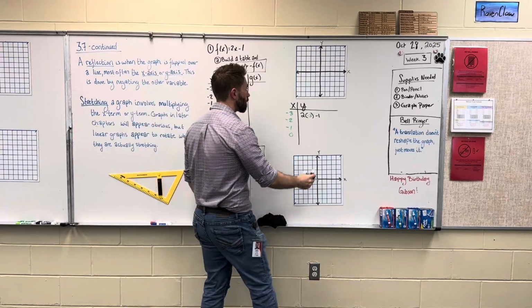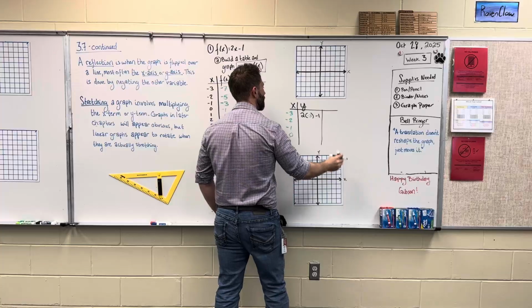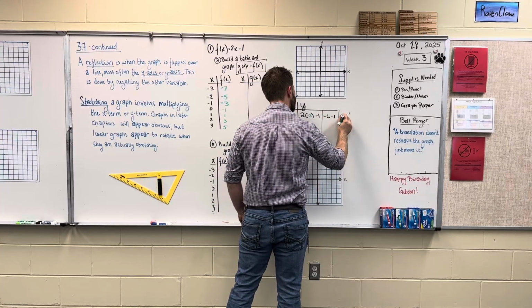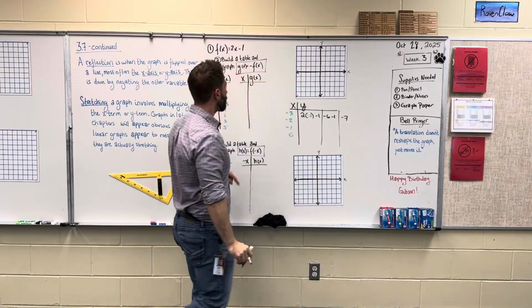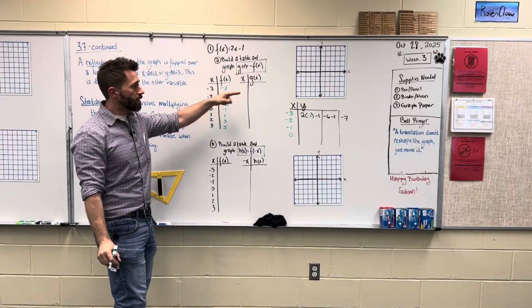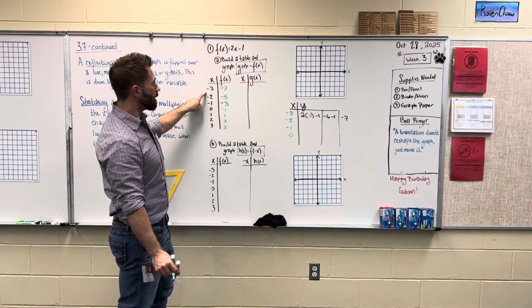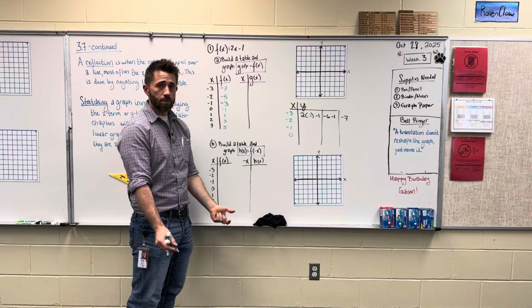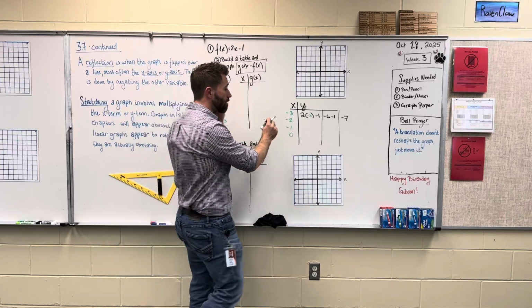At this point, it becomes order of operations. So 2 times negative 3 is negative 6 minus 1. Negative 6 minus 1 is negative 7. That's where that negative 7 came from: we're doing this process by plugging our input into the function and seeing what we get as an output. What do we get as a result? And we do this to every input.